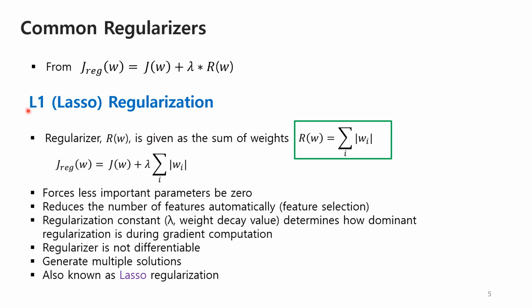If you use L1, this term is not differentiable, as you can see here. So you have to use some other approximation method. If you use L1 regularization, there are actually multiple solutions. Some W's are 0, but this set is not unique. So it generates multiple solutions. In one case, one particular set of W's are 0. In other cases, another set of W's will be 0.